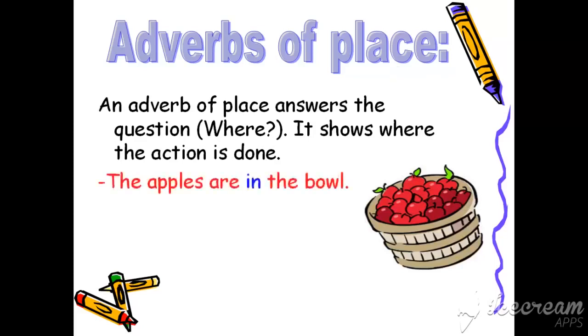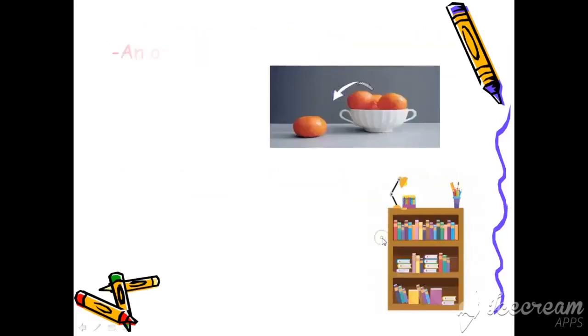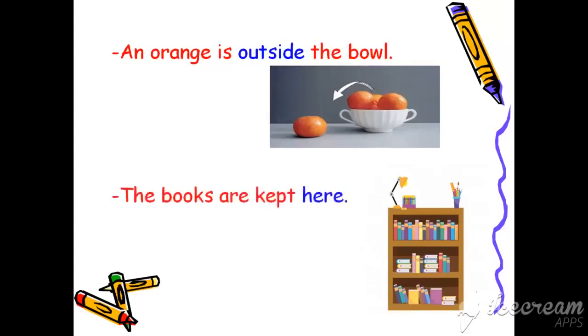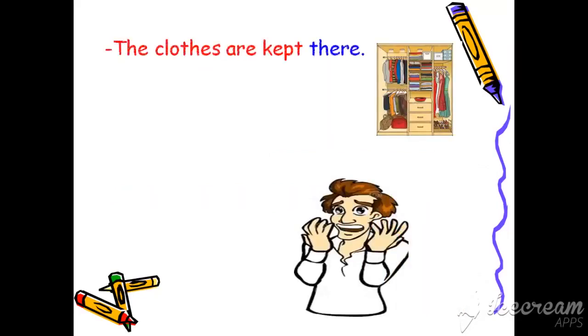Example: the apples are in the bowl. In is an adverb of place. An orange is outside the bowl. Outside is an adverb of place. The books are kept here. Here is an adverb of place. The clothes are kept there. There is an adverb of place. يعني ملابس حفظت هناك. He is nowhere to be found. Nowhere is an adverb of place.